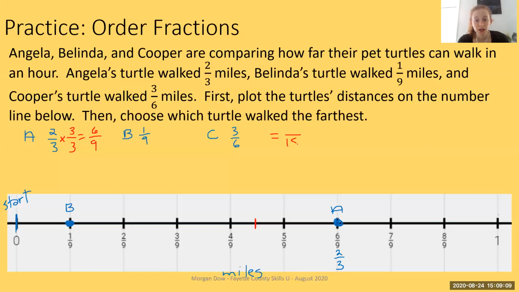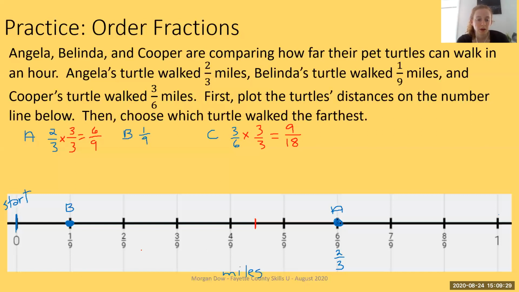So let's try changing our 6ths into 18ths. We would need to multiply by 3. So 3 times 3 is 9. So 3/6 is the same thing as 9/18, right? It's half. Half of 18 is 9.